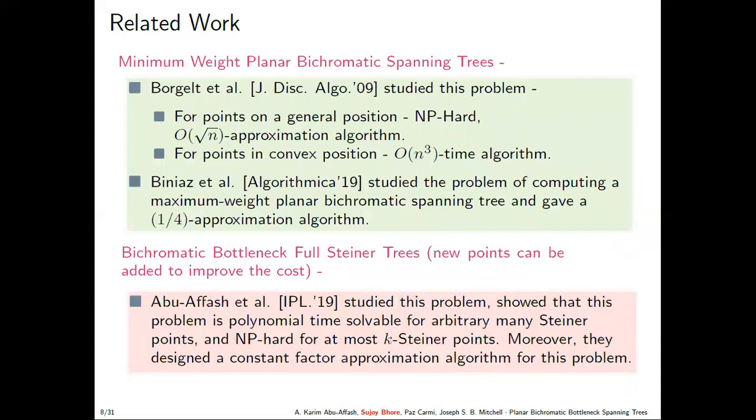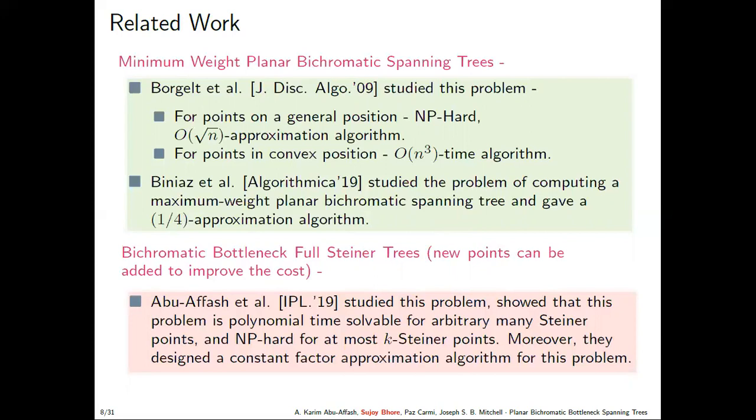There are related works. Bose et al. studied the minimum weight variant of this problem. For points in general position, they showed that this problem is NP-hard. Moreover, they gave a square root n approximation algorithm. Then for points in convex position, they designed a cubic time exact algorithm. Later, Biniaz et al. in Algorithmica 19 studied the problem of computing the maximum weight planar bichromatic spanning tree and gave a 1/4 approximation algorithm.